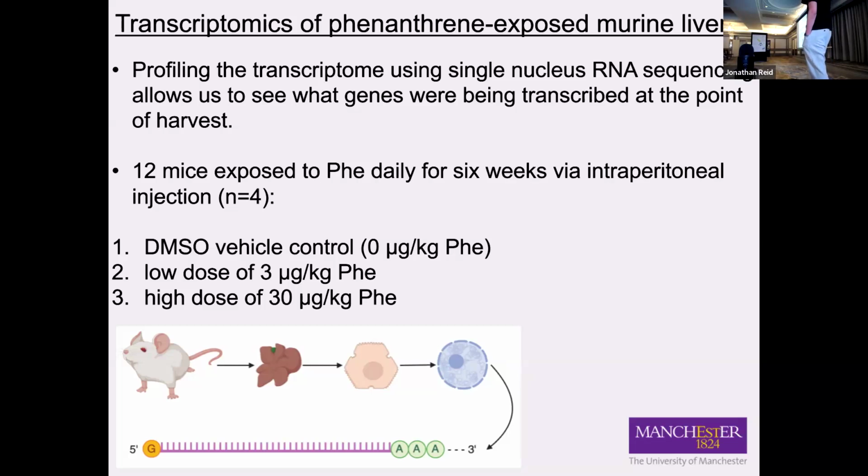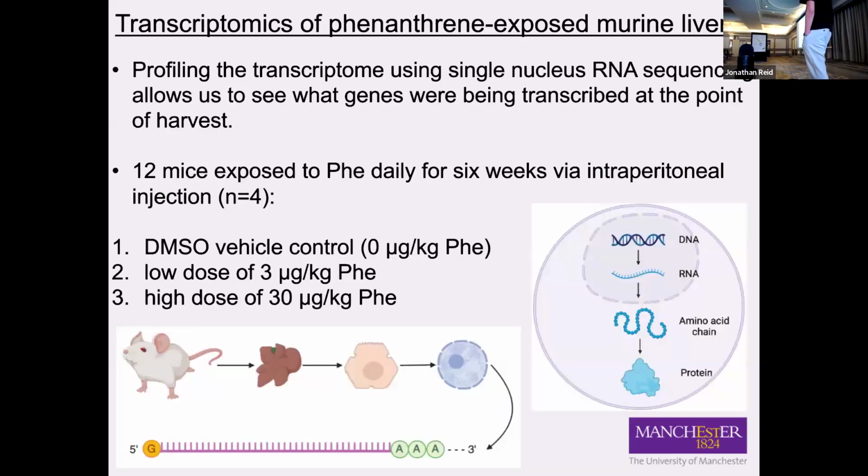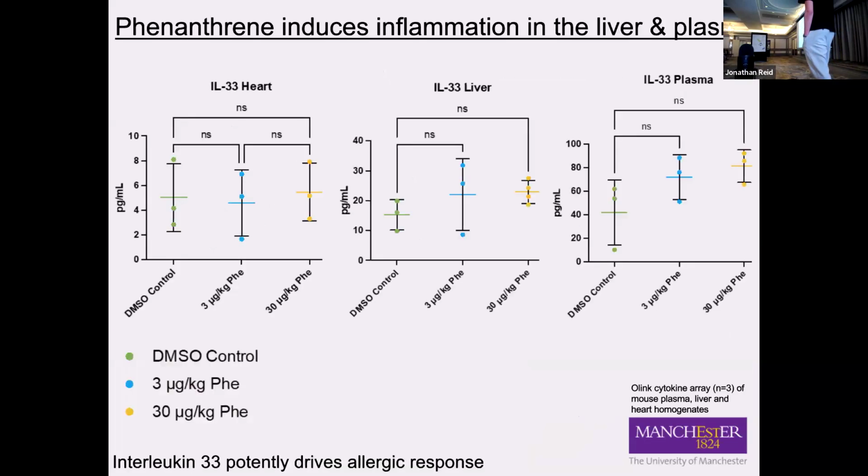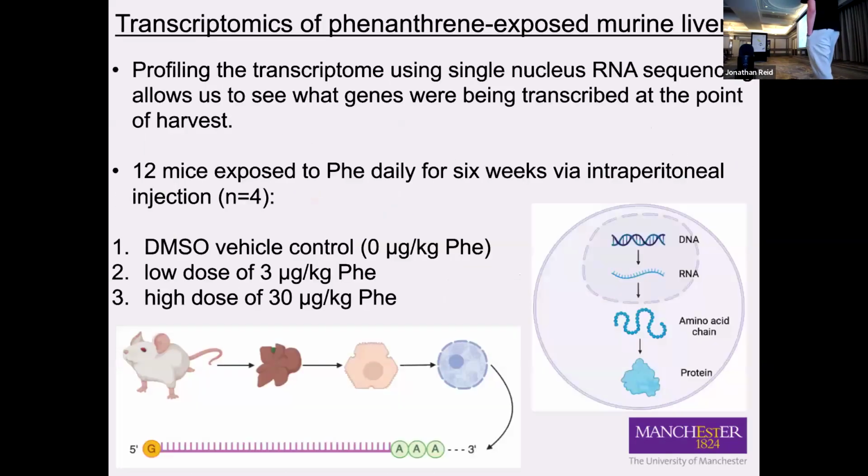Within the livers, we get the different cells out. Within the cells is the nucleus, and within the nucleus is the mRNA. So just to remind you what mRNA is, this is from the translation of DNA when it is translated into RNA, and then it becomes proteins like IL-33, which I touched on in the previous slide. So by measuring the RNA, we can see what genes were being transcribed when the mice were harvested, essentially.